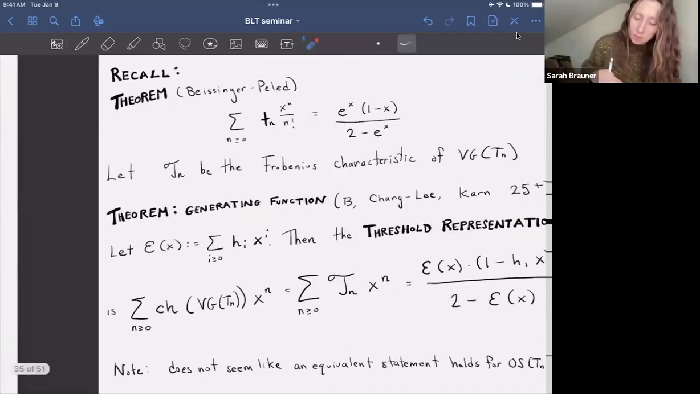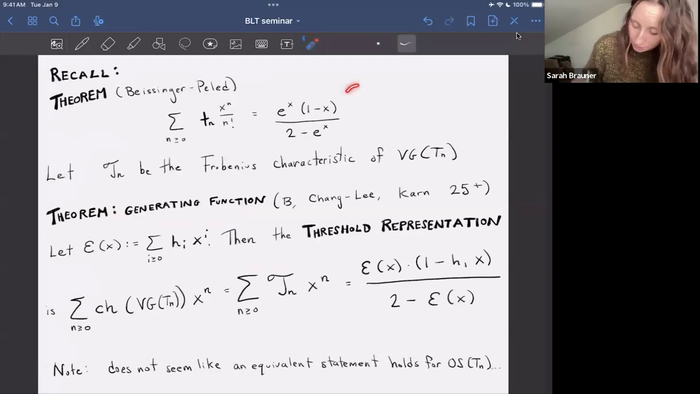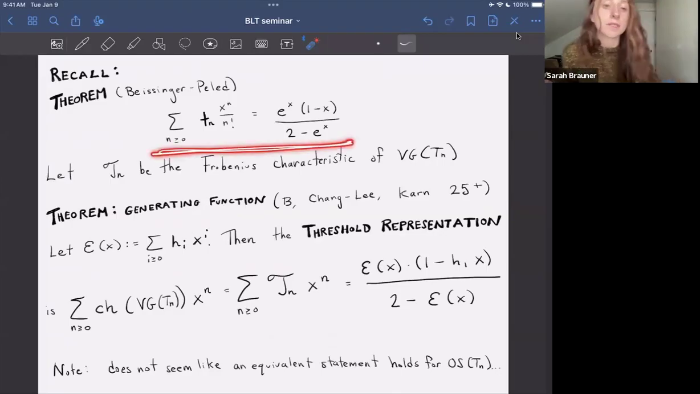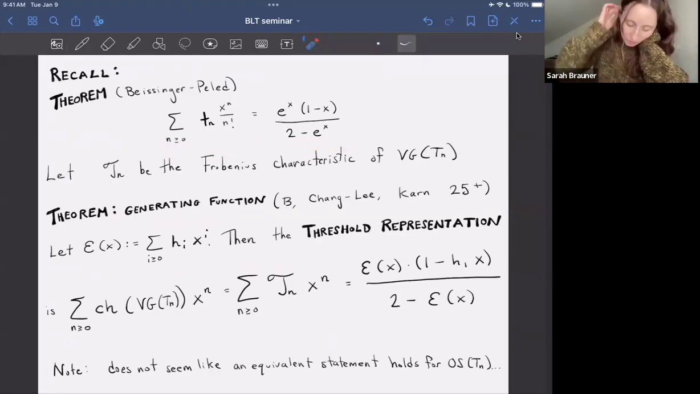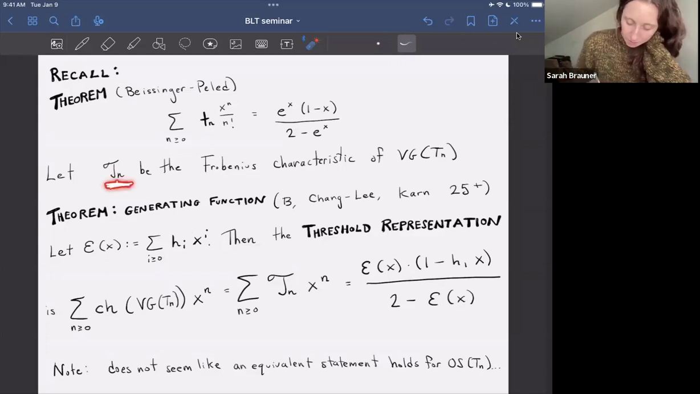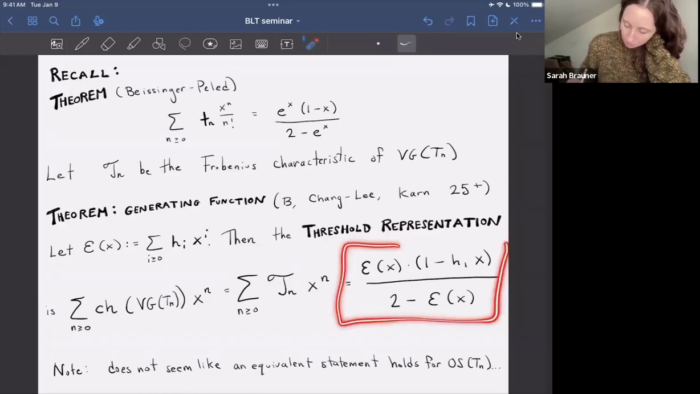Okay, so if you remember, this is my expression for the number of chambers. And so the first thing we do is give an expression for this representation in terms of an equivariant exponential generating function. So let's let script Tn be the Frobenius characteristic. Then this epsilon of x is going to be our analog of the e to the x. And what we proved is that this threshold representation has a generating function given by this expression.